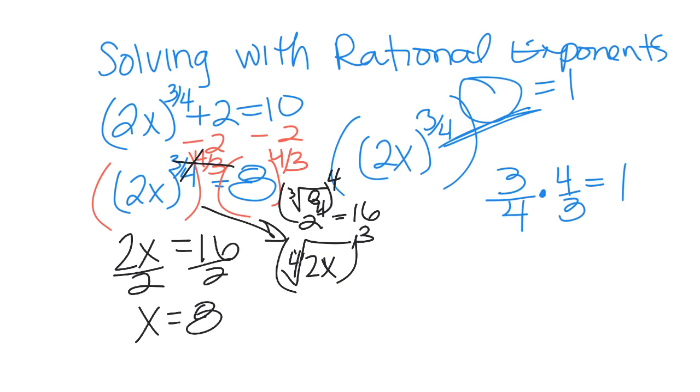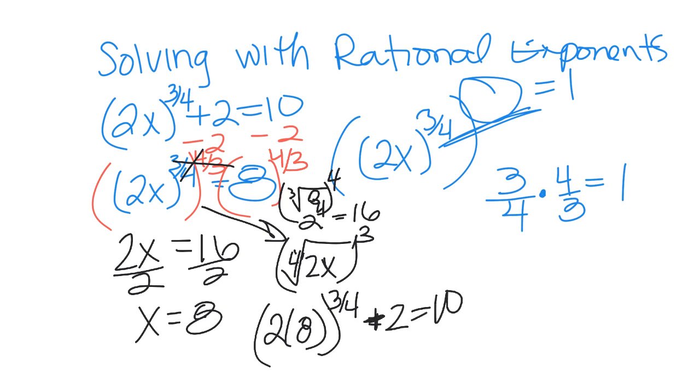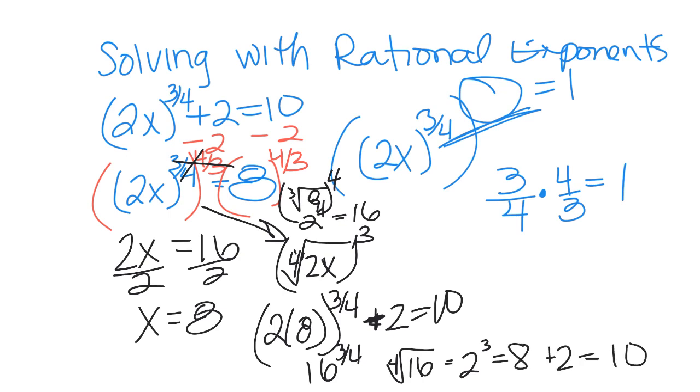So let's see if 8 works. 2 times 8 to the 3/4 power plus 2, is that equal to 10? I get 16 to the 3/4 power. The 4th root of 16 is 2. 2 cubed is 8, plus the 2 is equal to 10, and that checks out. So your answer is x equals 8.